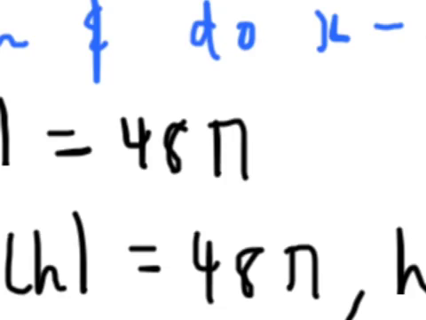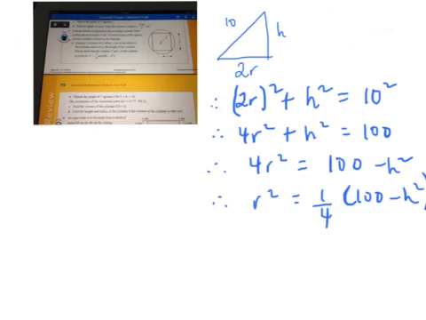So looking at the setup of this problem, the most challenging part, I guess, is coming up with how they have shown that volume equals a quarter pi h(100 minus h squared).